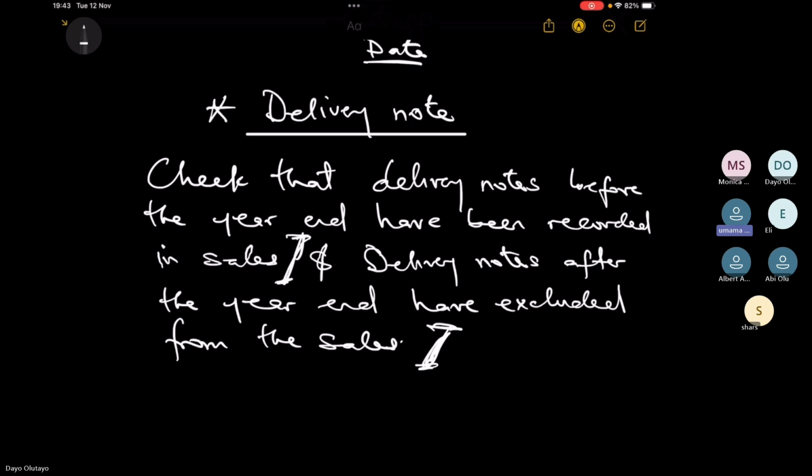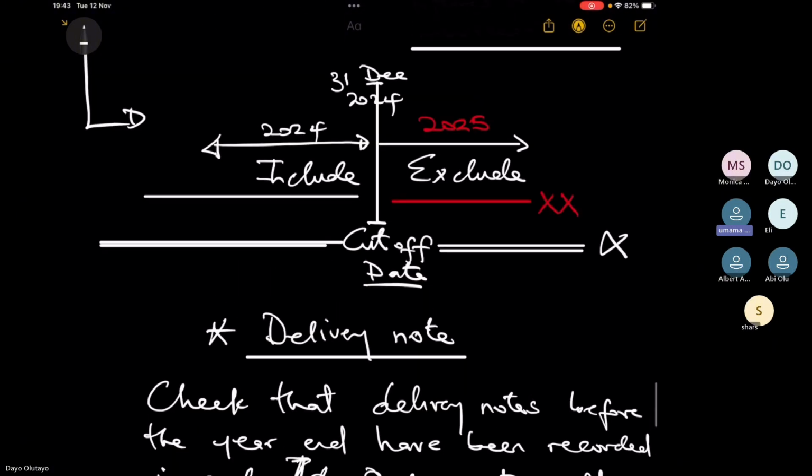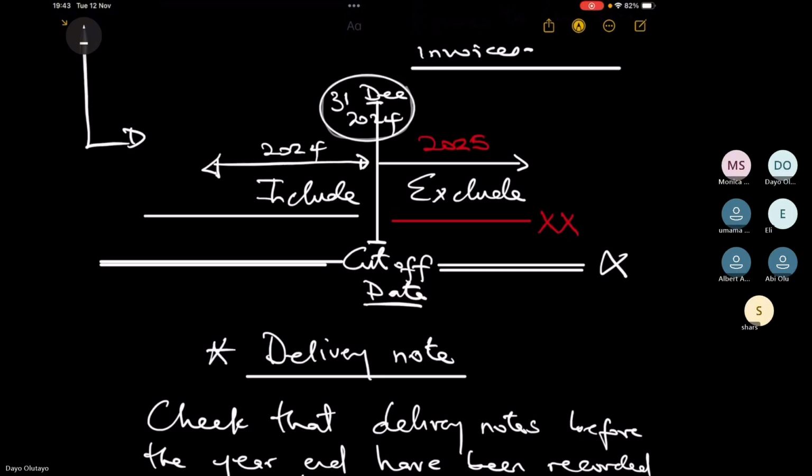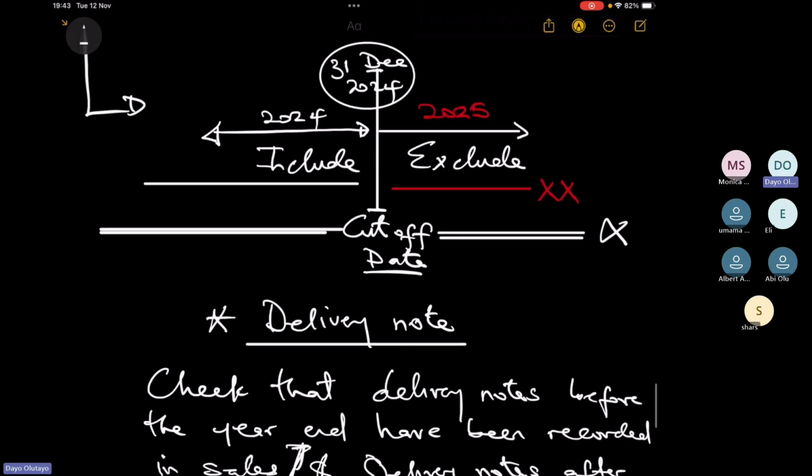So when you say the delivery notes before the year end, you're talking about the cutoff date, right? Yes. So when you select samples of delivery notes, you check the date on those delivery notes. Is it 29th of December? If it is, then you need to check that it has been included in the sales ledger for that financial statement. And if the date on the delivery note is 2nd of January 2025, then you need to check that it has not been included in your financial statement because that has passed your cutoff date.